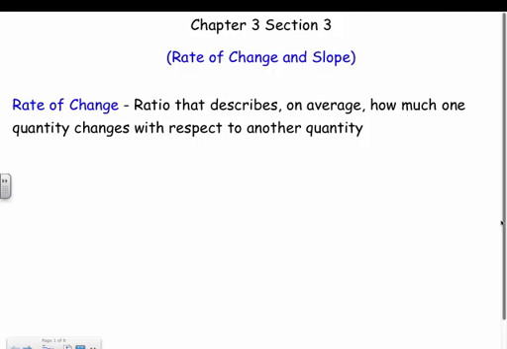Rates of change and slope, a little bit last year in pre-algebra, so hopefully some of this looks familiar to you. But a rate of change is a ratio that describes, on average, how much one quantity changes with respect to another. And the most common rate of change that we use is miles per hour. So miles per hour, we represent it as mph. That's one of the most common ones. It's like something per something.